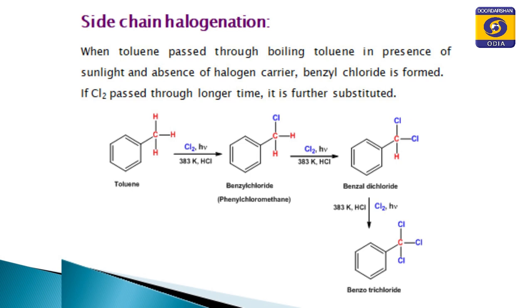So, toluene is treated with chlorine in presence of sunlight, but in the absence of the halogen carrier. Now, you know that in direct halogenation we use a catalyst, that is a Lewis acid, maybe anhydrous aluminum chloride or ferric bromide. But in side chain halogenation, no such halogen carrier is required. The reaction simply proceeds by the general halogenation reaction followed in case of alkanes.